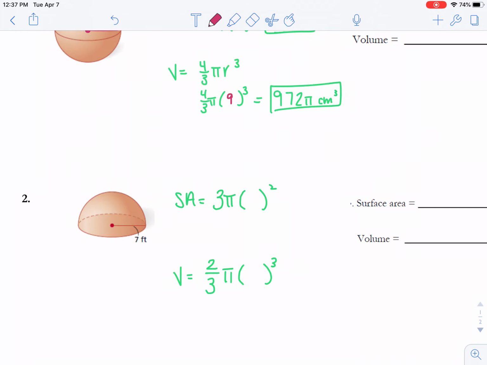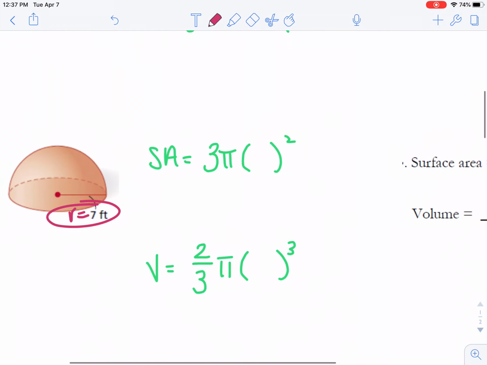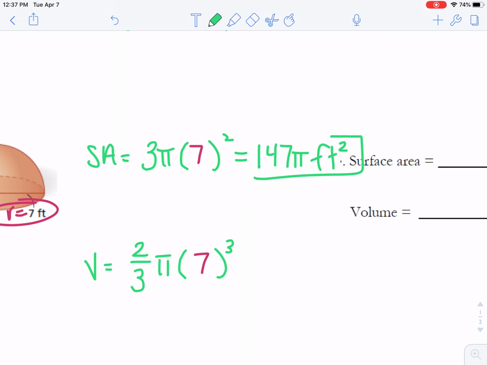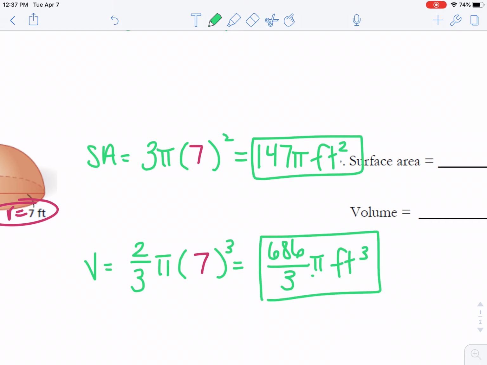Again, all we need is that radius, and they tell us that the radius is 7 in the diagram. So we just plug in the 7 for both of the r's in our formulas and then evaluate. So 7 squared is 49. 49 times 3 is 147 pi square feet. Don't forget the pi. And the volume, 7 cubed times 2 divided by 3. And then change your answer into a fraction, 686/3 pi, and then cubic feet. Don't forget the pi comes before the units.